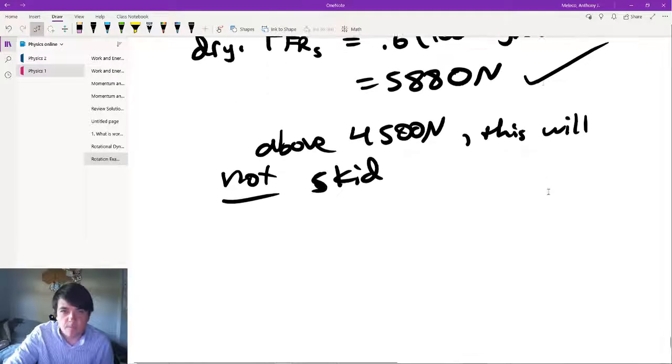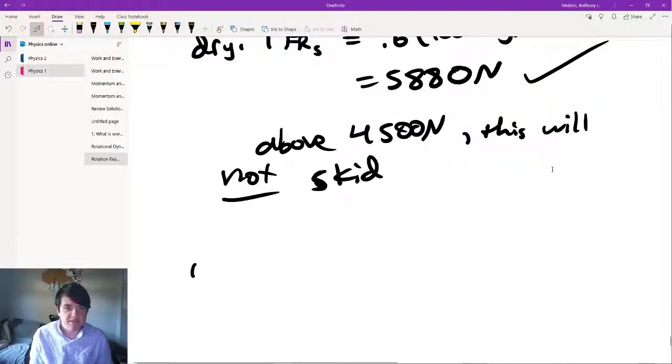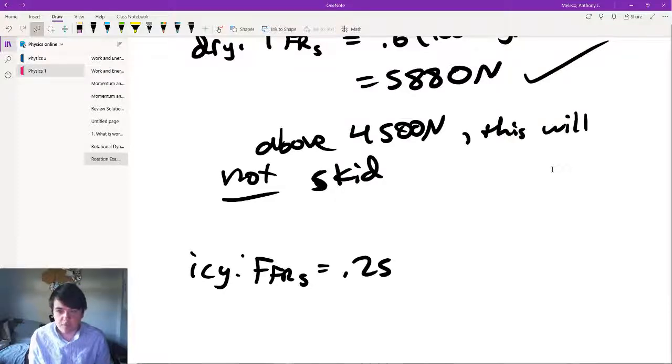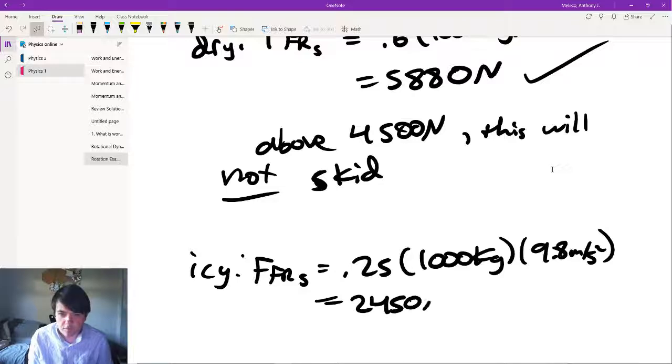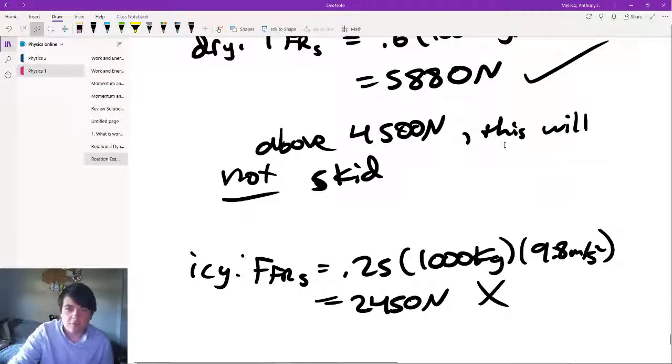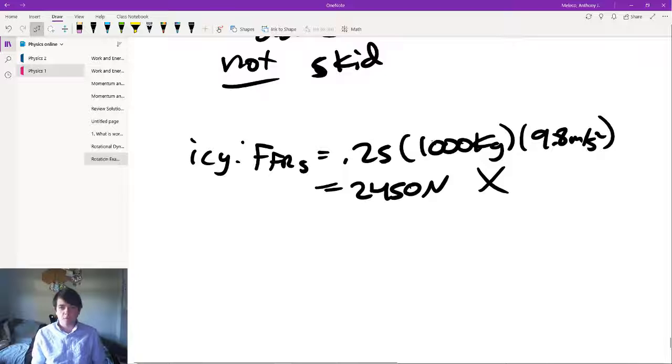And then it wants to know for the icy as well, at 0.25. So we'll do the same thing for icy. So the static friction force for icy is 0.25 times 1,000 kilograms times 9.8. And this gives us 2,450 newtons, which is not good enough. So this is below 4,500 newtons.